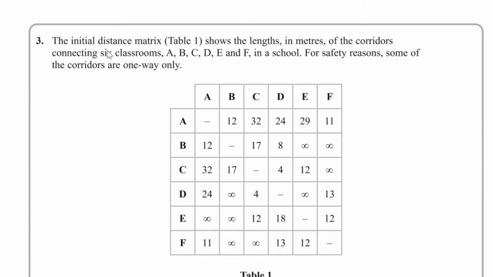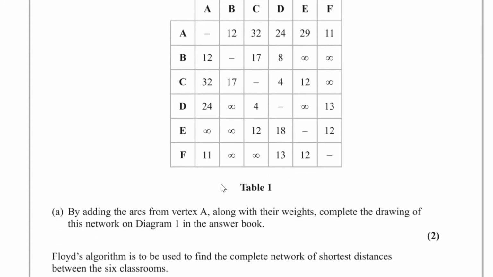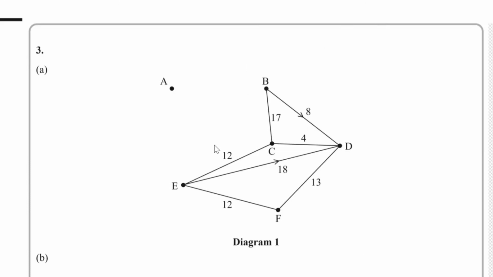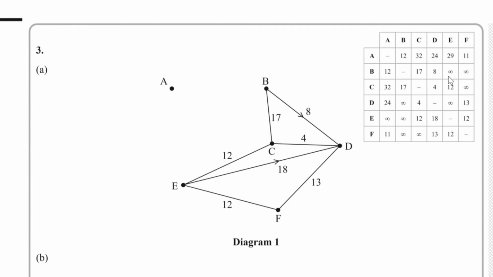Question number 3. The initial distance matrix in Table 1 shows the lengths in meters of the corridors connecting 6 classrooms, A, B, C, D, E, and F in a school. For safety reasons, some of the corridors are one way only. So here we've got Table 1. And for part A, by adding the arcs from vertex A along with their weights, we have to complete the drawing of this network on diagram 1 in the answer book. So here is diagram 1, and here is table 1.